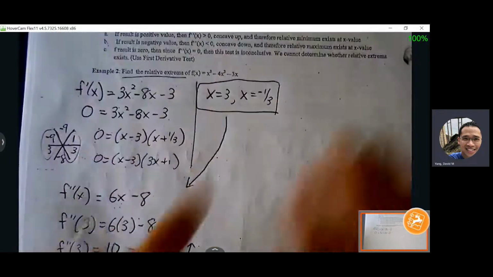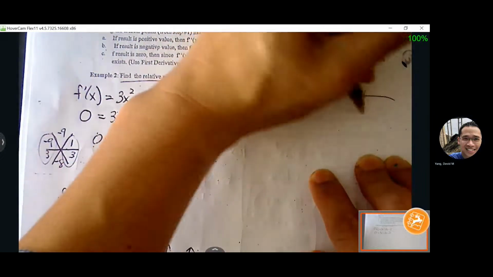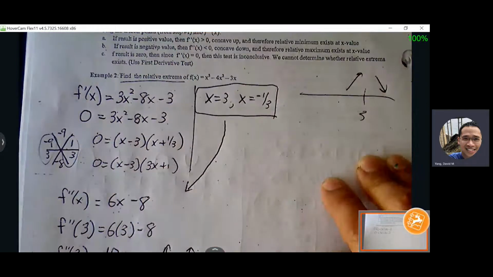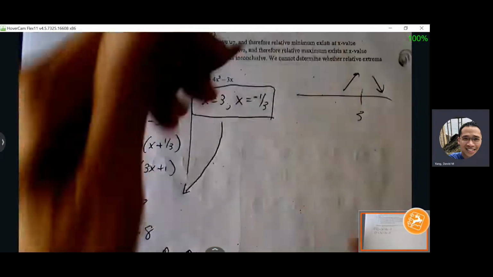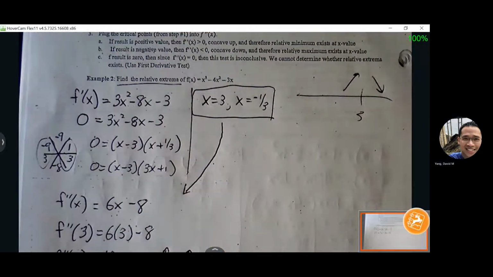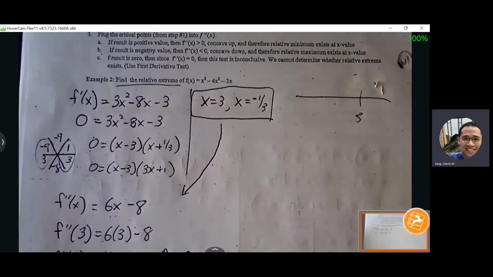Now, we would get the same thing if we were to create a slope sign line at 3. And we would arrive at the same result. But we're practicing the second derivative test. It's going to be increase followed by increase. We will get the same result.